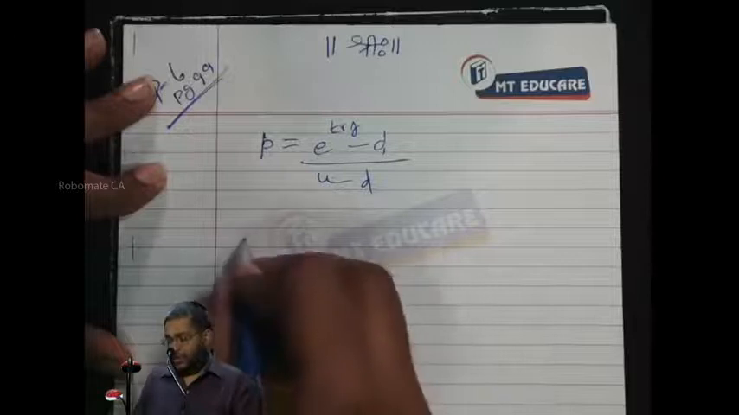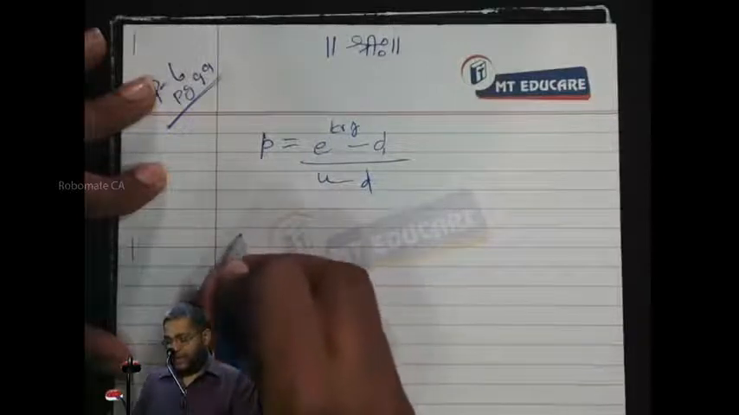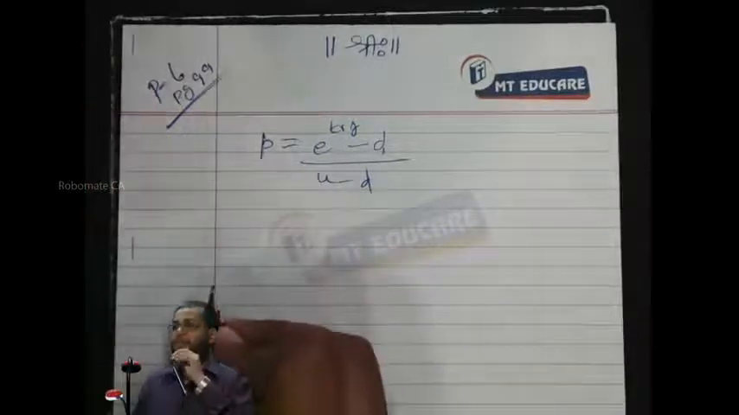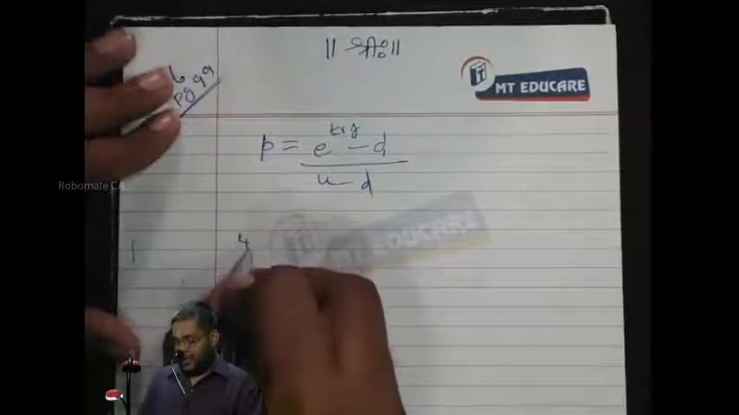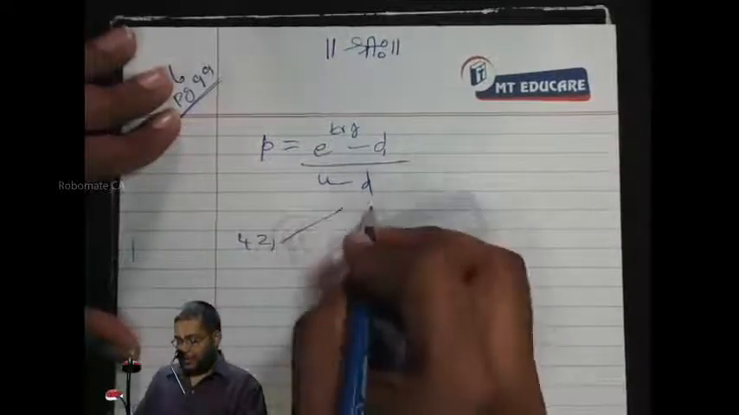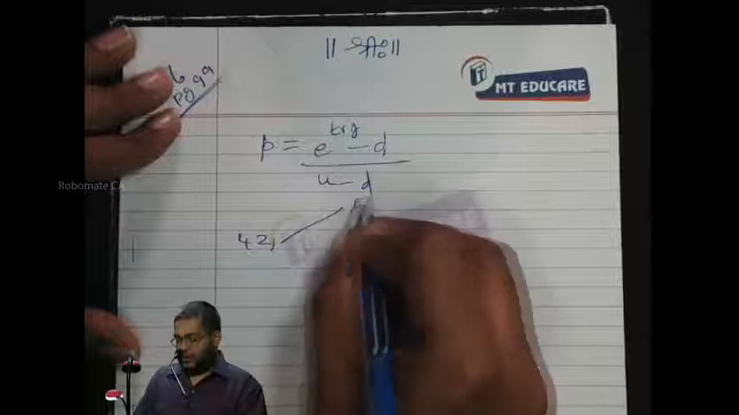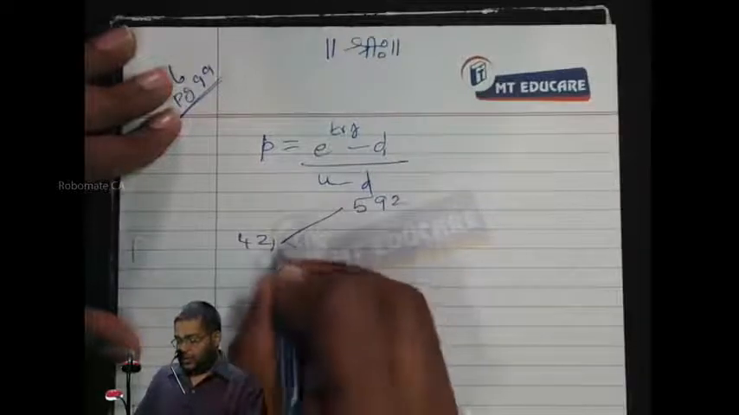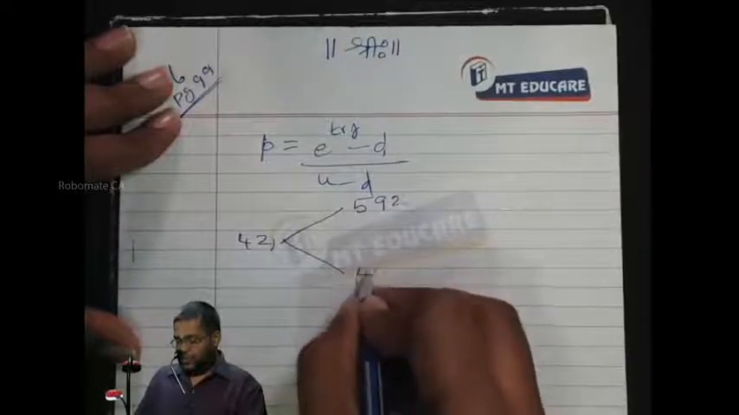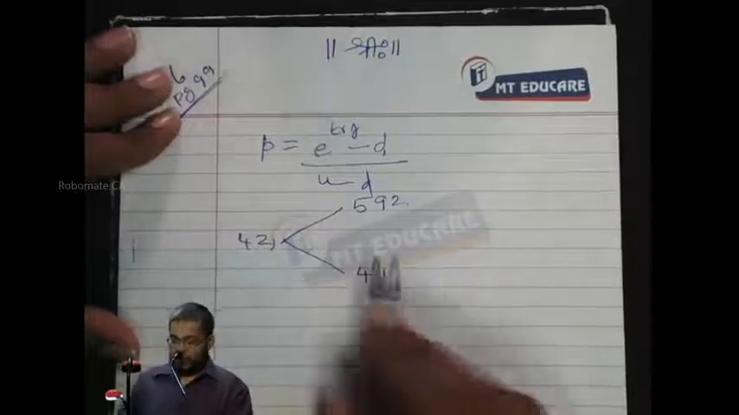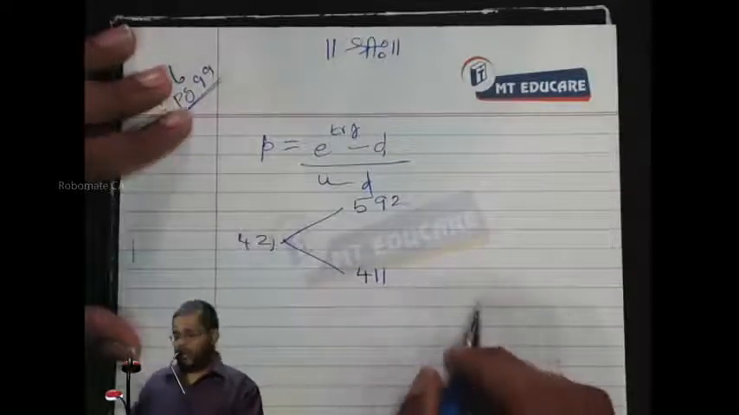Now, one by one. What is the spot price? Everybody tell me. The spot price here is 421. It can go up to 592, and can drop to 411.